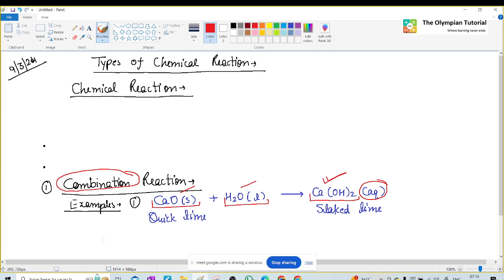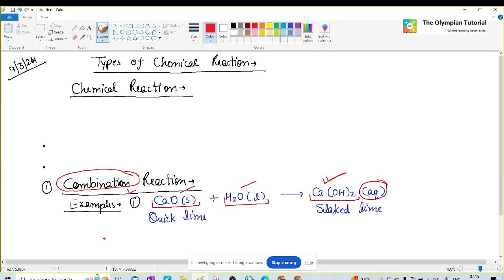After that, write down a line: calcium oxide and water combine to form a single product, calcium hydroxide. Tanya, yes, ma'am.